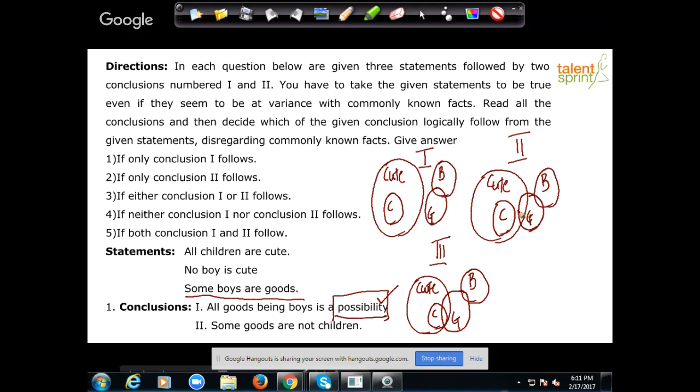Neither do they share anything common in this diagram, which clearly means that "some goods are not children" also follows from these given statements. Therefore, here the answer will be 5. Both conclusion 1 and 2 follow.